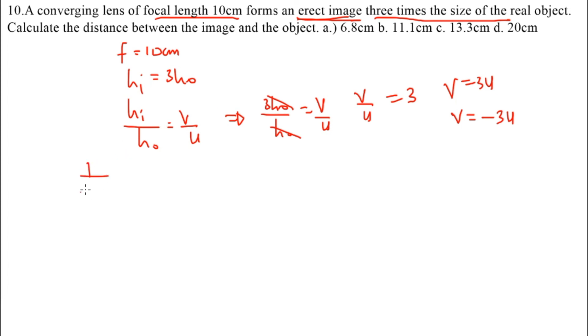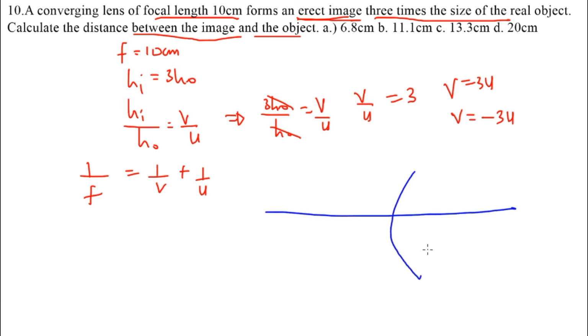That means v will be negative 3u, and as a result, I'll be able to make use of the formula, which is 1 over f equals 1 over v plus 1 over u. The question says find the distance between the image and the object. To know the distance between the image and the object, I'll have to understand the diagram. So let's say I have something of this nature, and of course this is the focal length, this is the center of curvature. So if I place an object, for it to form an erect image, the object should be placed somewhere here, that is between the focal point and the pole, that is the middle of the convex lens.